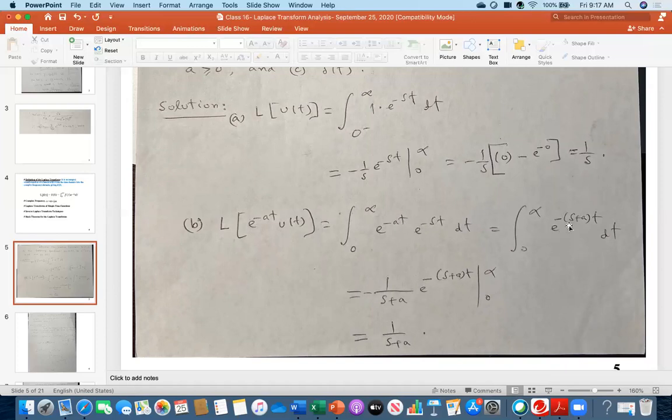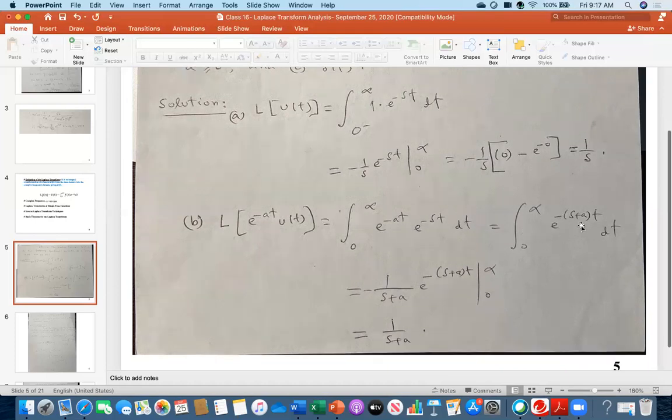Now again, this is very similar to the previous one. So apply that technique, make its integration, minus 1 over s plus a, and then this function as it is, and then lower limit, upper limit. If you apply the lower limit and upper limit, finally you will get 1 over s plus a.